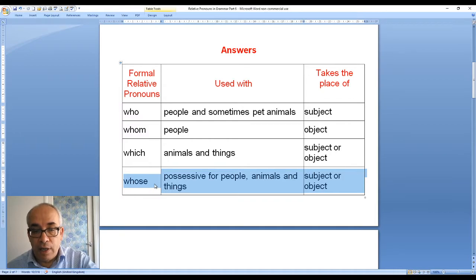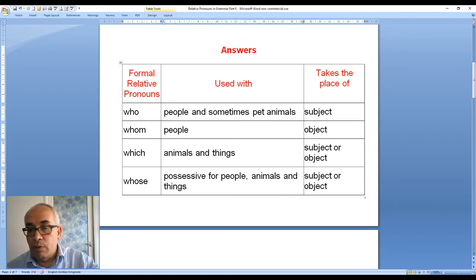Whose is a relative pronoun and it is used in formal speaking and writing. Of course, we can use whose with people, with animals and things, when we have possession, which means like when you say his car, her car, their house. We can use whose to take the place of subject or the place of an object. I will explain, this is the grammatical rule, but I will give you examples.